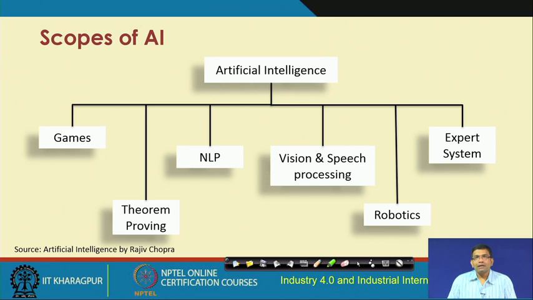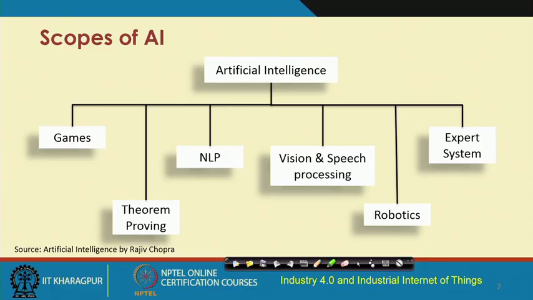So if you are speaking in English, the speech processing would help the computers to understand what the humans are talking about in their own language, right? Then comes robotics, AI in robotics, you know, robot performing different actions, making different moves in a particular terrain, taking different trajectories, etcetera.